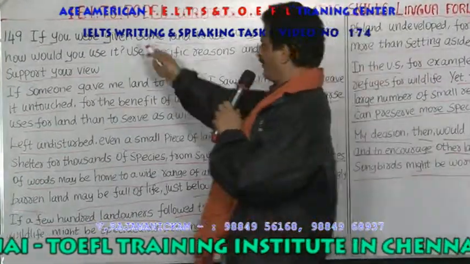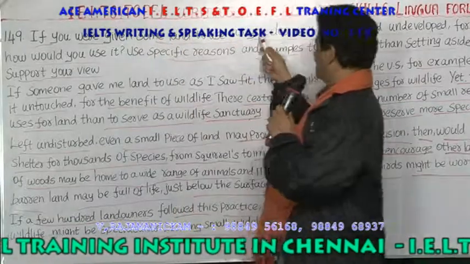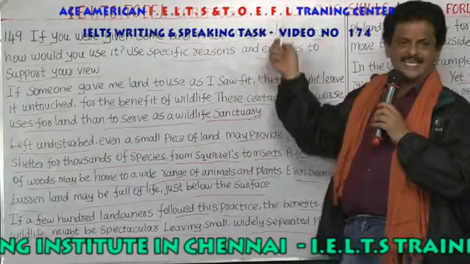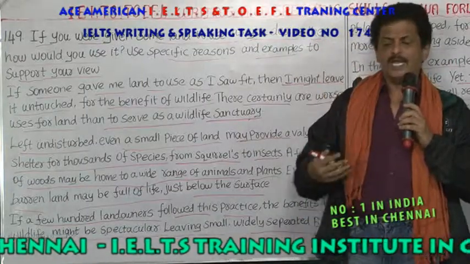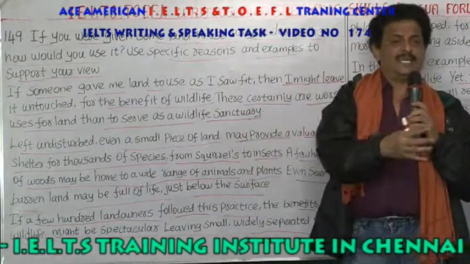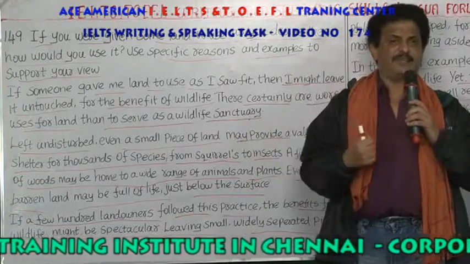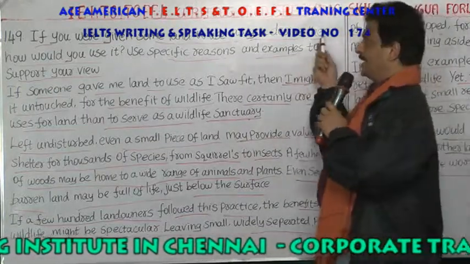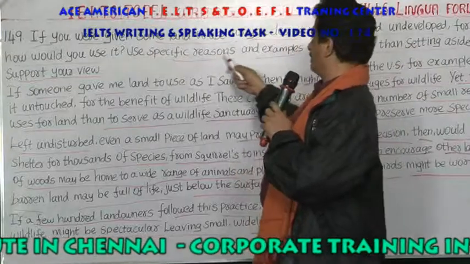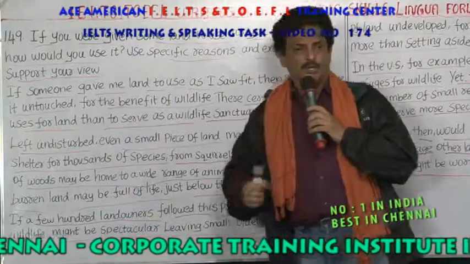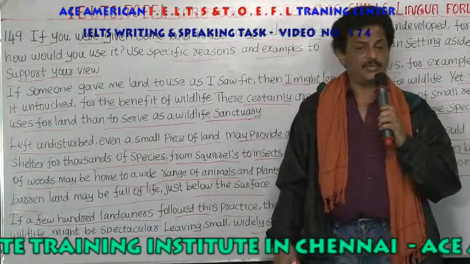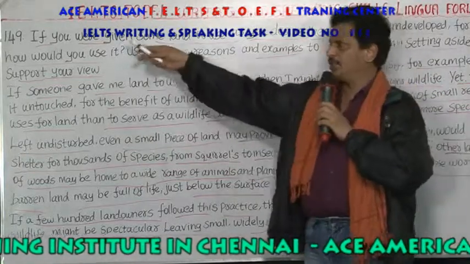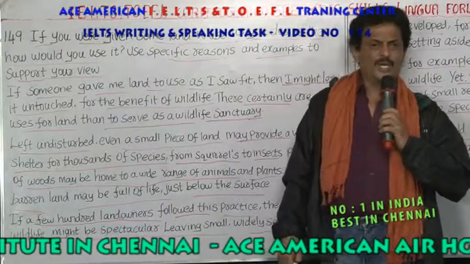Look at the topic: If you are given some land to use as you desire. Then how would you use it? Use specific reasons and examples to support your view. Desire என்றால் என்ன? நீ ஆசைப்படுகிறாய். நீ ஆசைப்படுவது போல உனக்கு ஒரு இடம் கிடைக்கிறது, அதில் நீ என்ன செய்வாய்? உனக்கு ஒரு 100 ஏக்கர் நிலம் கொடுத்து விடுகிறார்கள், அந்த இடத்தை வைத்து நீ என்ன செய்வாய்? இது ஒரு supposition, ஒரு ஊக கேள்வி.